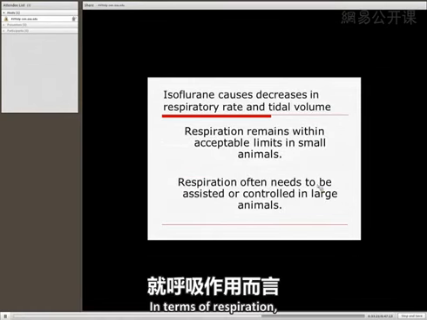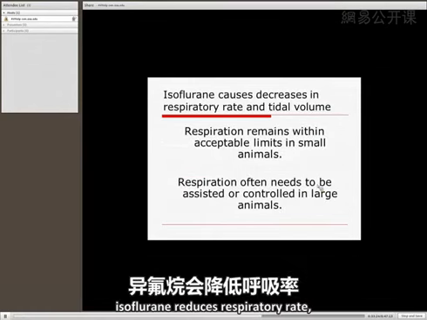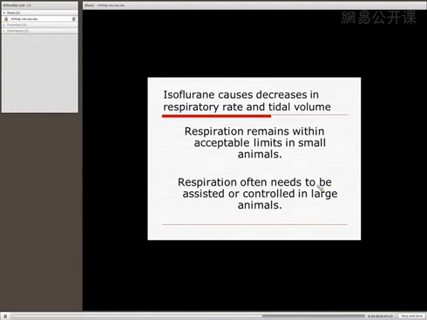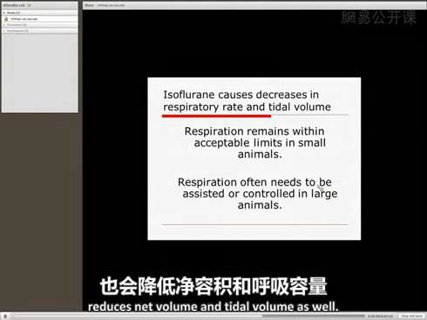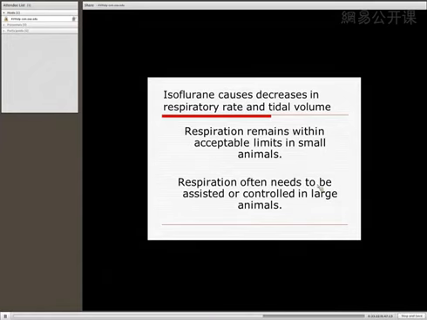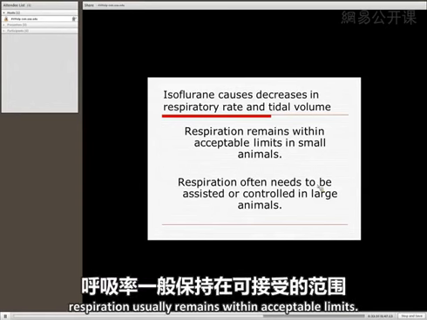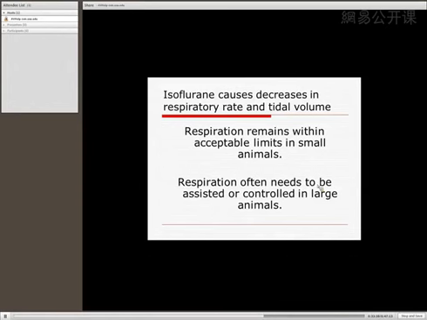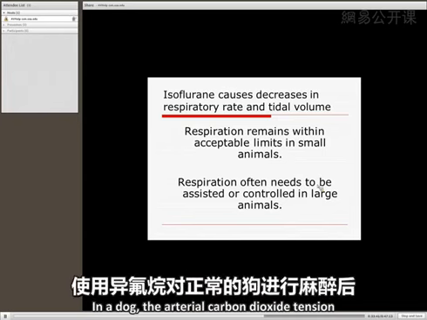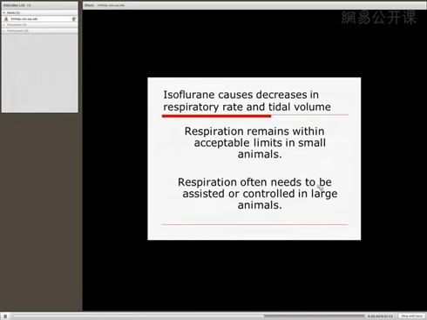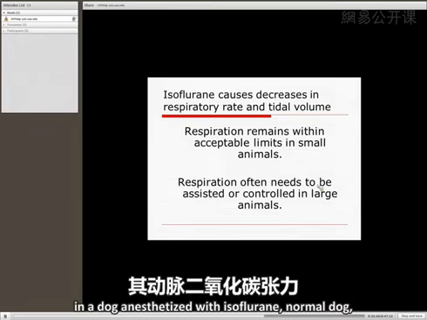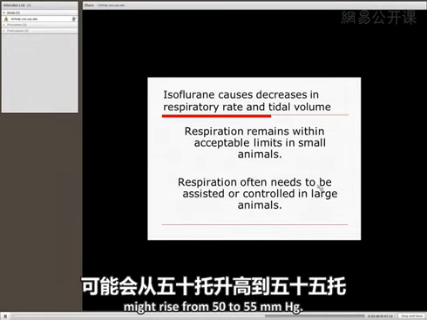In terms of respiration, isoflurane reduces respiratory rate, reduces minute volume, and tidal volume as well. In small animals, respiration usually remains within acceptable limits. In a dog, the arterial carbon dioxide tension in a normal dog anesthetized with isoflurane might rise to 50 to 55 millimeters of mercury.